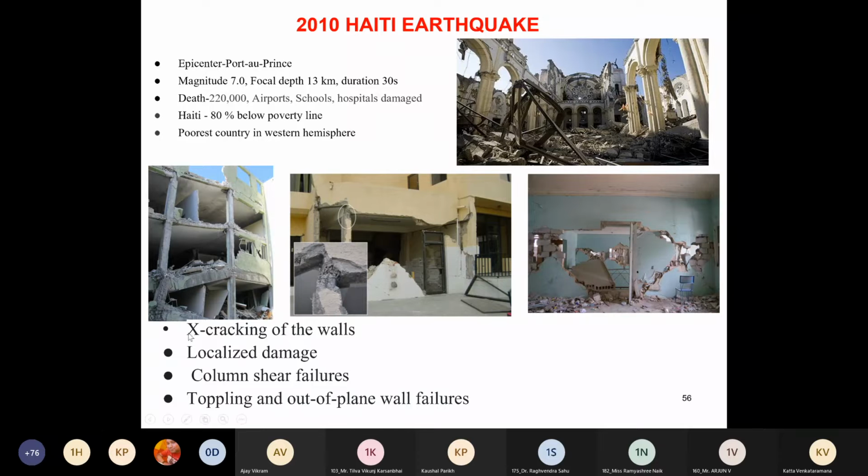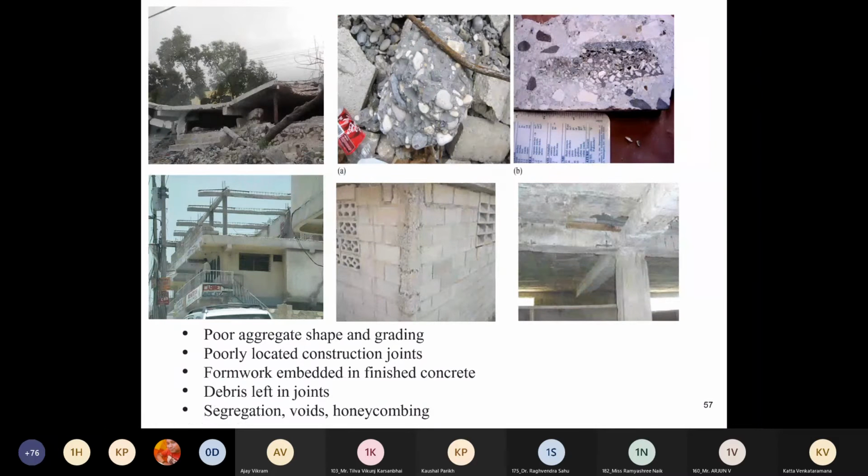The causes of failure here: X cracking of the walls, shear cracking, localized damage, column shear failures, and toppling and out of plane wall failures.